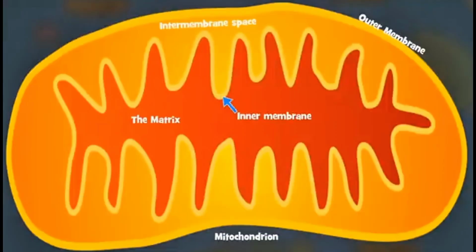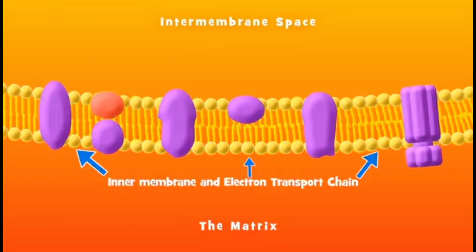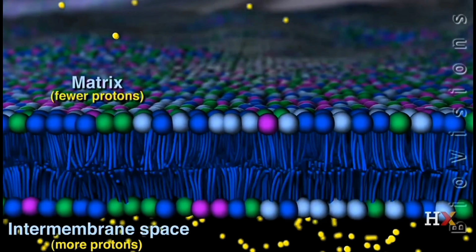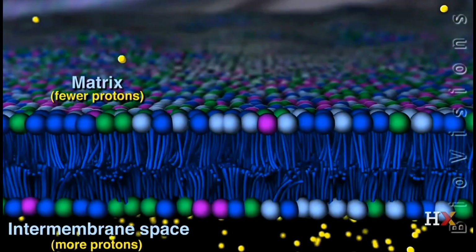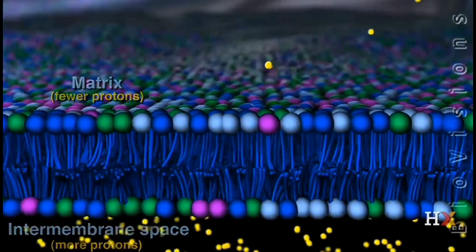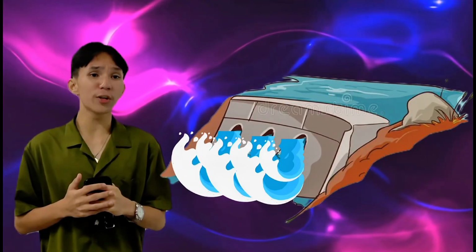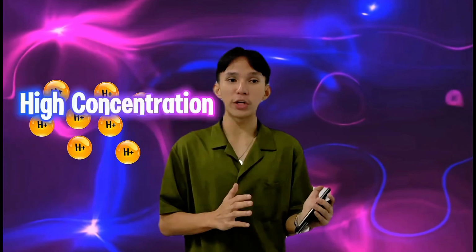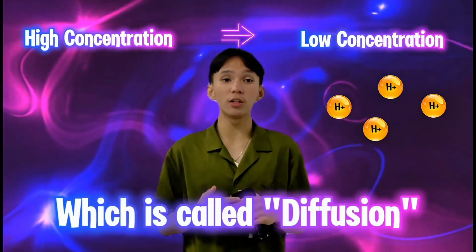Proton gradient, the buildup. Now there are a lot of protons in the intermembrane space, and only a few inside the matrix. This creates a high to low concentration difference, just like water piling up behind a dam. Naturally, particles like to move from high concentration to low concentration, which is called diffusion.